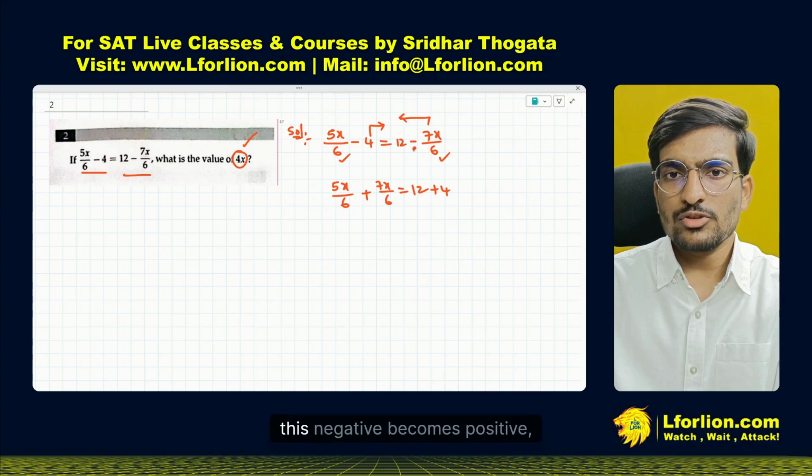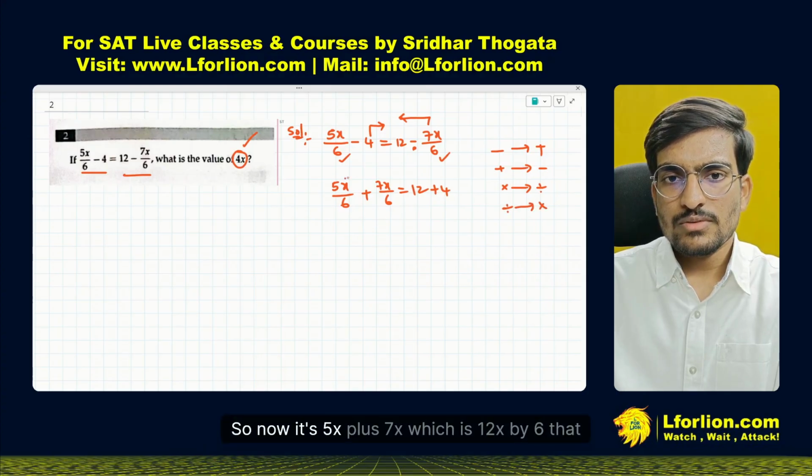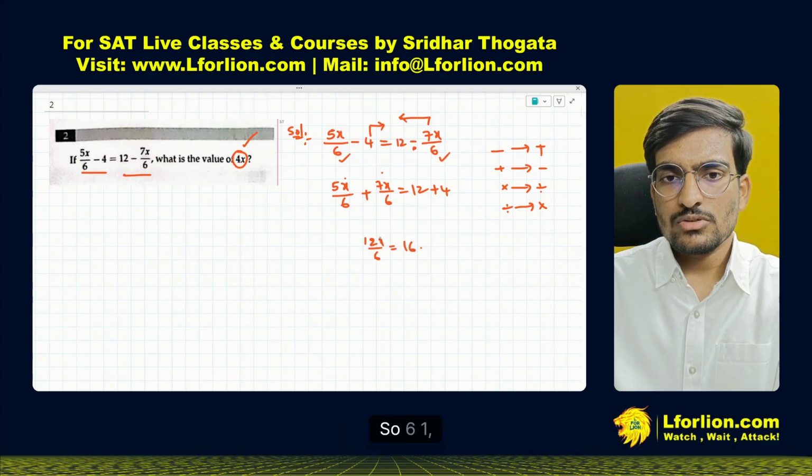When we do transpose, negative becomes positive, positive becomes negative, multiplication becomes division, division becomes multiplication. So now it's 5x plus 7x, which is 12x by 6, that equals 60. So 6 1s are 6, 6 2s are 12, 2x equals 16... 12 times 5 is 60, so x equals 8.